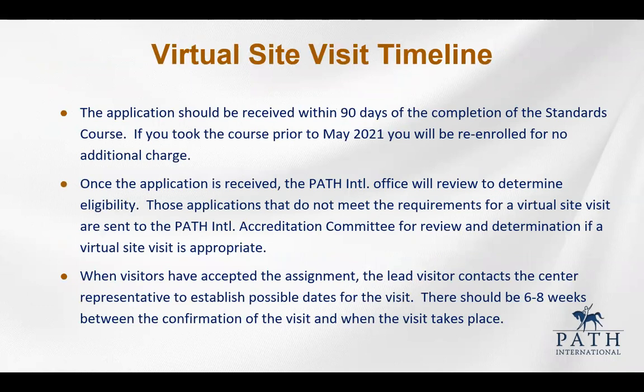Now we will go over the timeline. The application should be submitted to the Path International office within 90 days of the completion of the standards course. For those of you who submitted your application more than a year ago, you will be enrolled in the 2021 standards course for no additional charge if needed to make sure you have taken the most recent course. Test scores are valid for 1 year, so everyone who has taken it more than a year ago will need to retake. When the Path International office receives the application, it will be reviewed to determine eligibility.